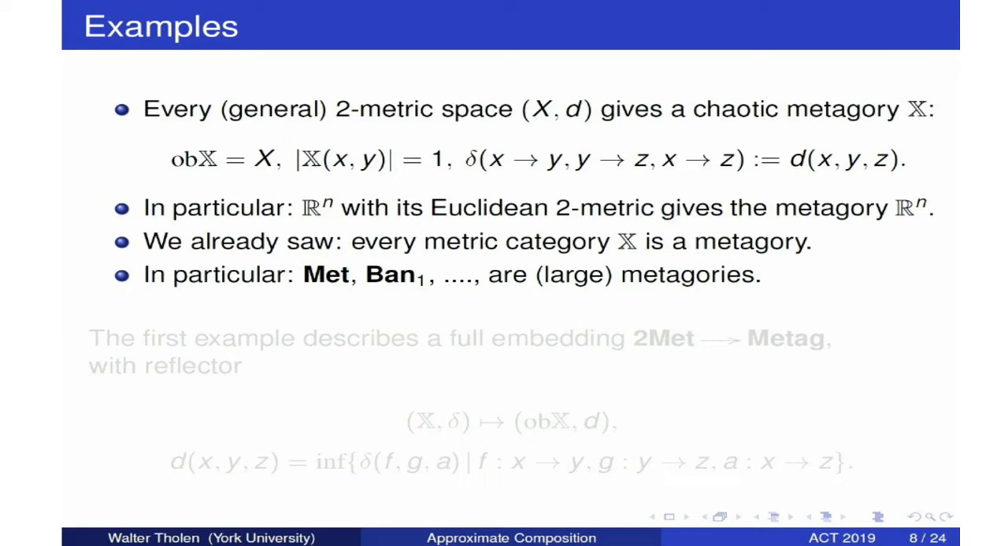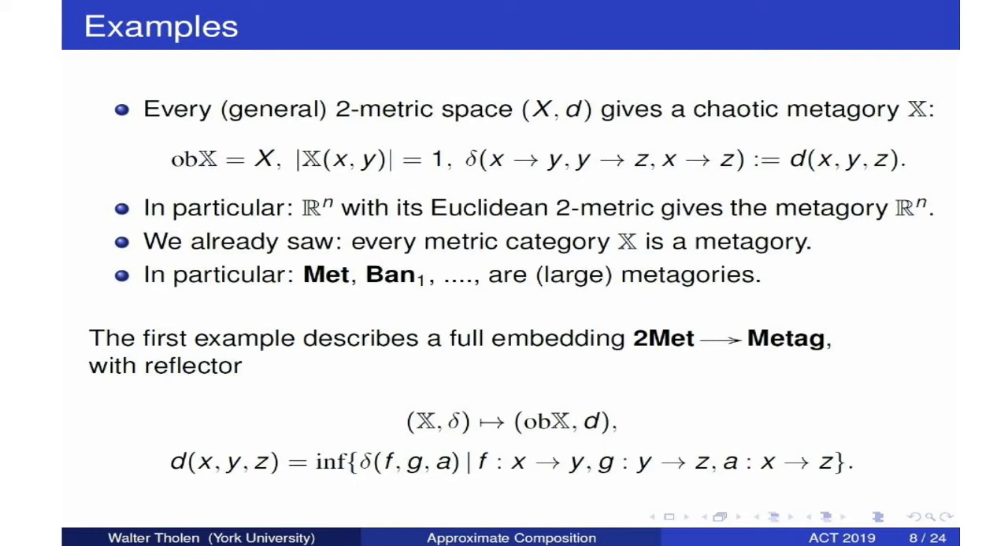So an interesting case that these authors, Alyush and Simpson, discuss in detail is the metagory R to the n. We will come back to this in a second. We already saw that every metric category is a metagory. In particular, big things like the category of all metric spaces or of all Banach spaces with Lipschitz 1 maps are, of course, then metagories. And as a note, this induction of a two-metric space giving a metagory has a reflector, which is quite obvious, but we won't use that.